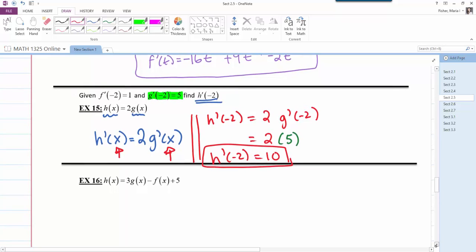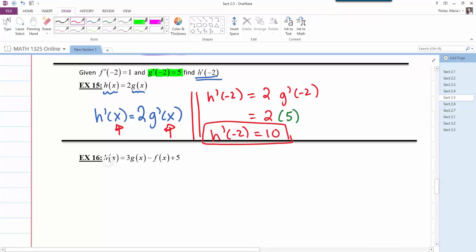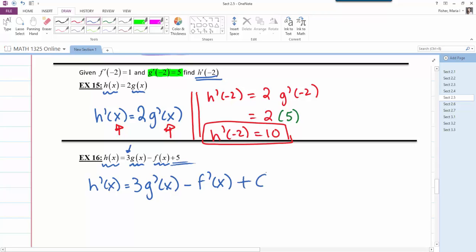We're going to do the same thing for the next one. I'm given that h of x is equal to 3 times g of x minus f of x plus 5. And again, I need to find h prime of negative 2. In order to find h prime of negative 2, I first need to figure out what is h prime. So the derivative of h of x is h prime of x. Remember, 3 is a constant multiple, multiplies along. The derivative of g of x is g prime of x, minus the derivative of f of x is f prime of x. The derivative of a constant, just the number 5, is 0. So I really don't even need to write the plus 0.